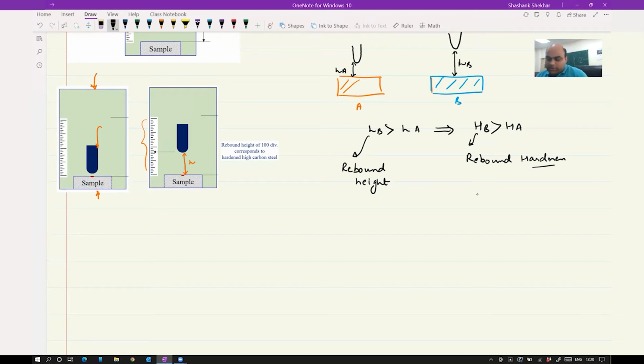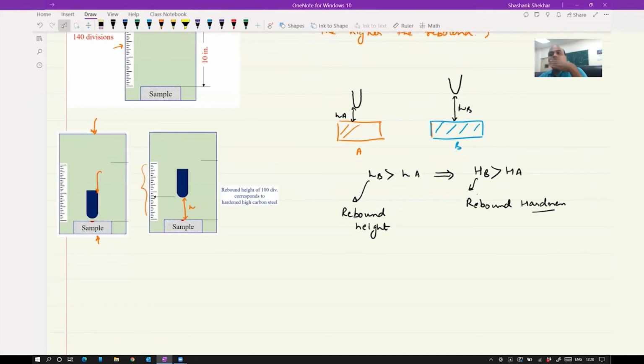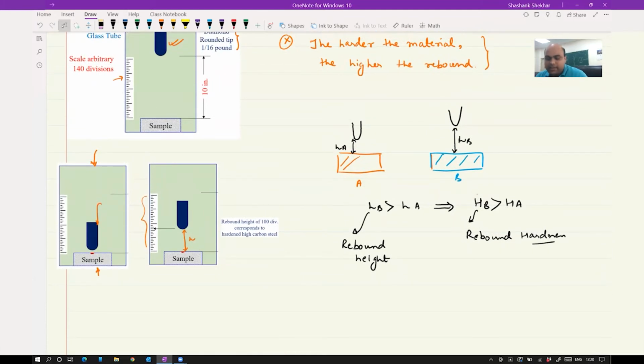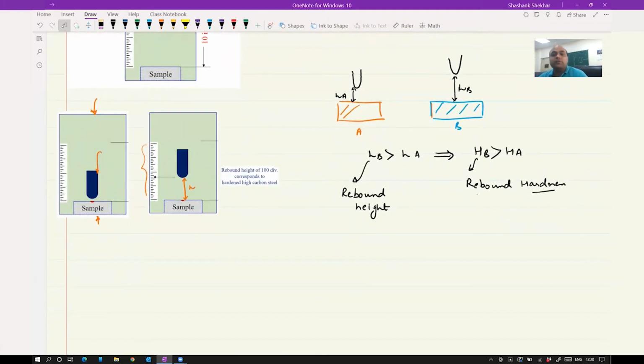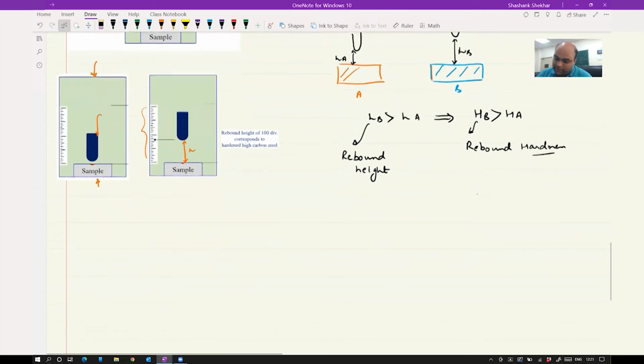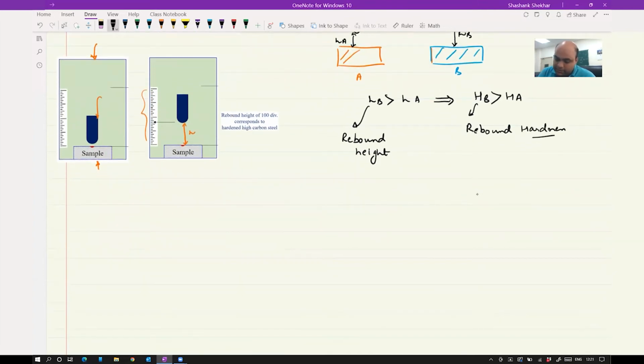So this is how we measure the rebound hardness. The higher the rebound height, the higher the hardness of your material or alloy. One of the advantages of this type of hardness is that the machine you use is portable and very easy to handle. So that is one of the advantages: it's portable and easy to handle.